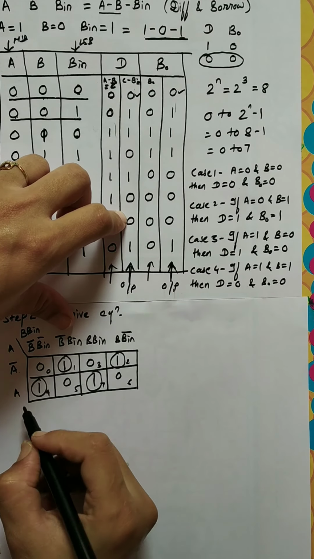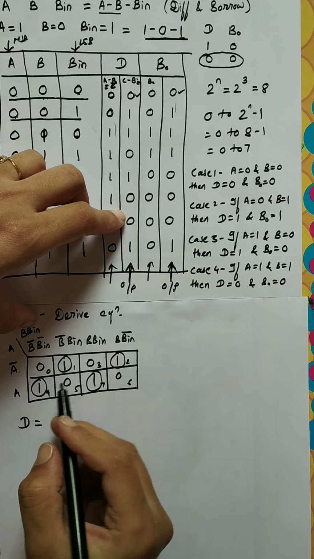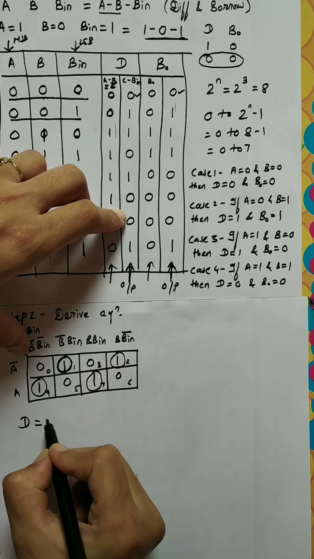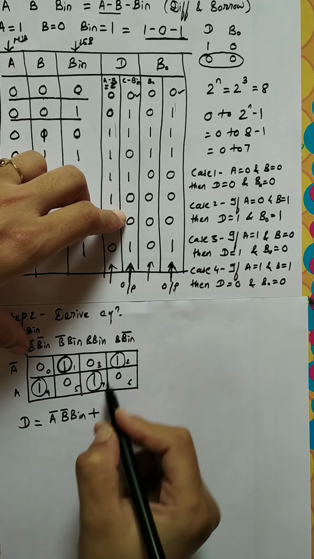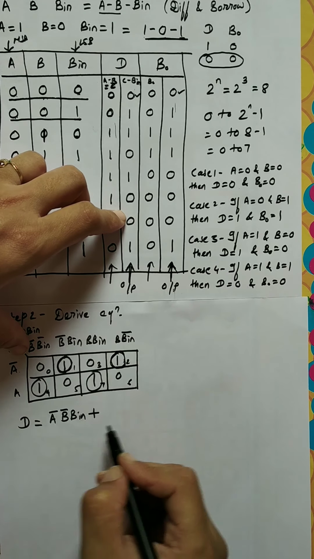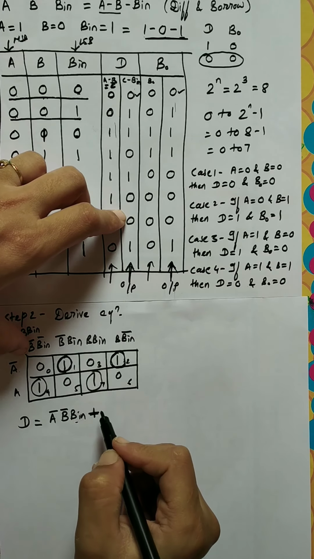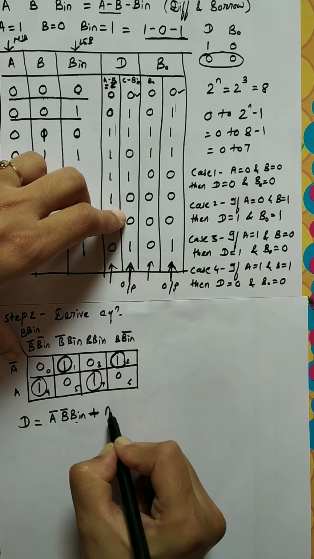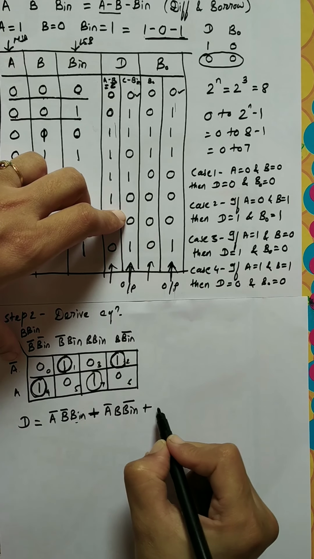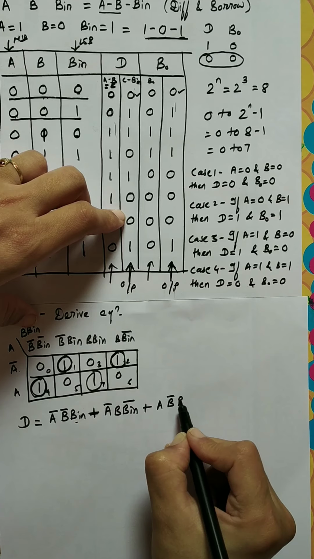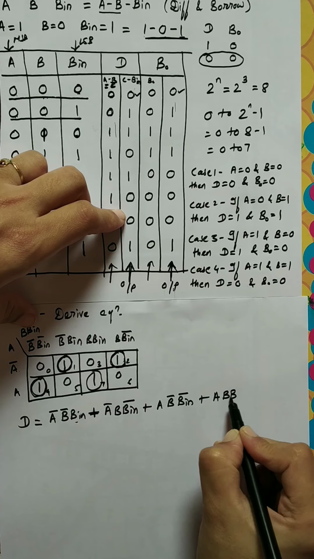So how will I get the equation? I'll write it here. This is the equation for the difference, denoted by D. For this one I'll get A bar B bar C. Since we are writing the equation in SOP form, the terms will be in product form, and those product terms will be summed together, right? So for this group, A bar B C bar, plus for this one I'll get A B bar C bar, plus for this one I'll get A B C, right?